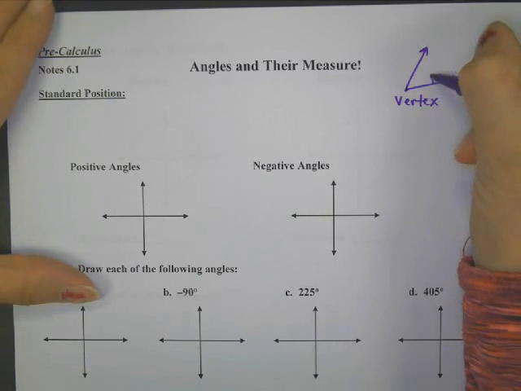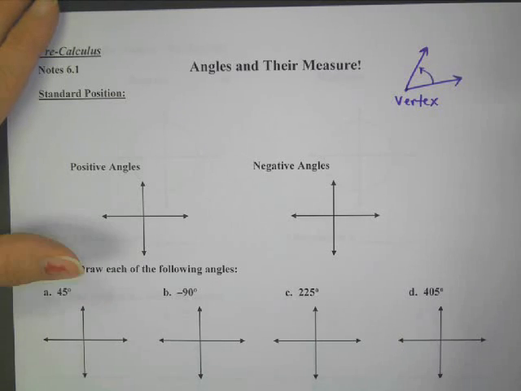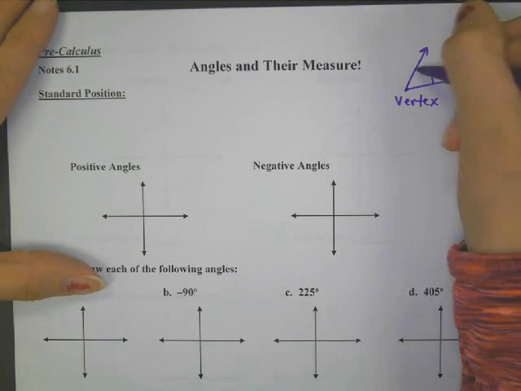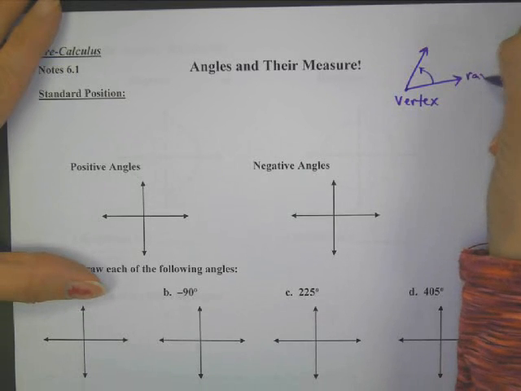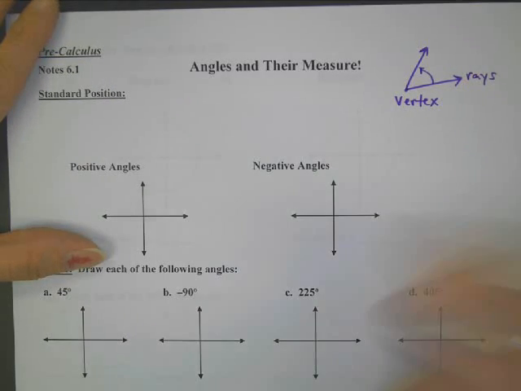And then that other ray is swung so many degrees, or so many radians. You have an opening, and that's what forms an angle. So, two rays that are being joined at a vertex.